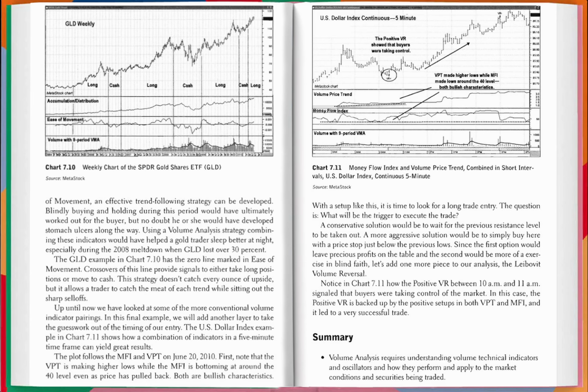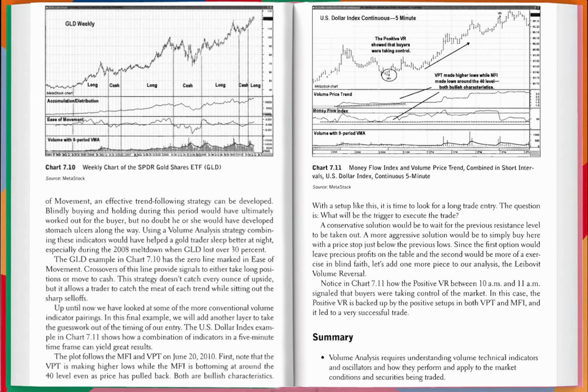Up until now, we have looked at some of the more conventional volume indicator pairings. In this final example, we will add another layer to take the guesswork out of the timing of our entry. The US dollar index example in chart 7.11 shows how a combination of indicators in a 5-minute time frame can yield great results. The plot follows the MFI and VPT on June 20, 2010. First, note that the VPT is making higher lows while the MFI is bottoming at around the 40 level even as price has pulled back. Both are bullish characteristics. With a setup like this, it is time to look for a long trade entry.